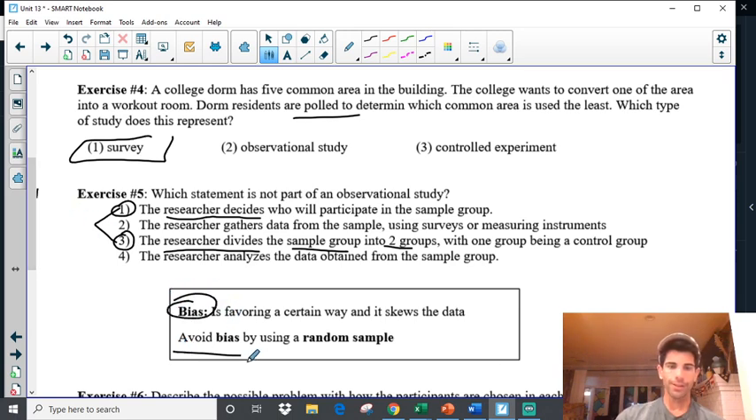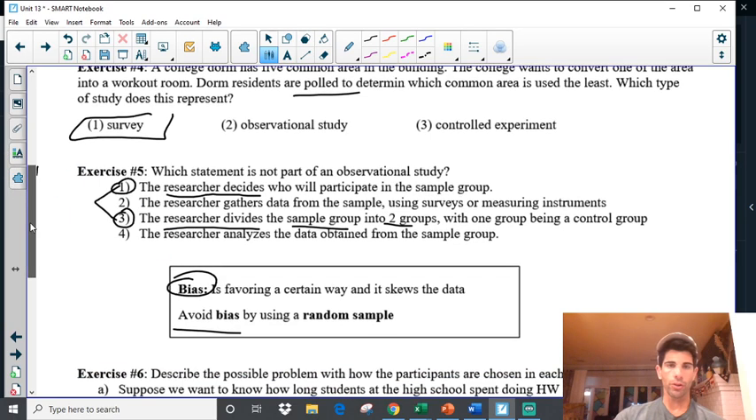So here's bias and avoiding bias that we just talked about here in exercise 5. Just making sure you're not biased.